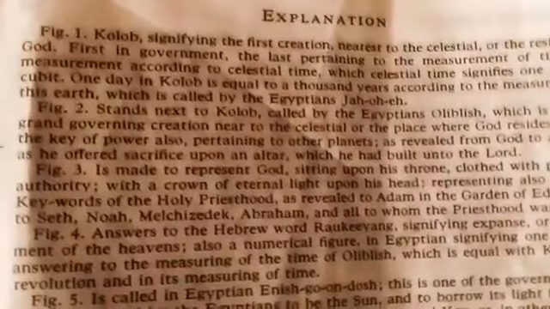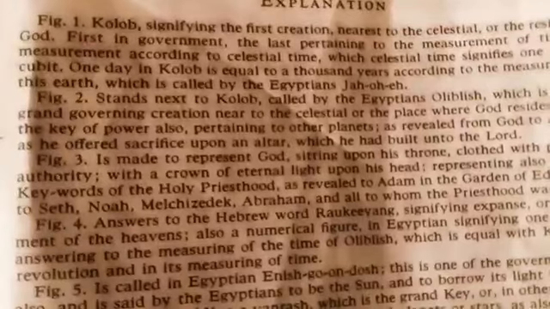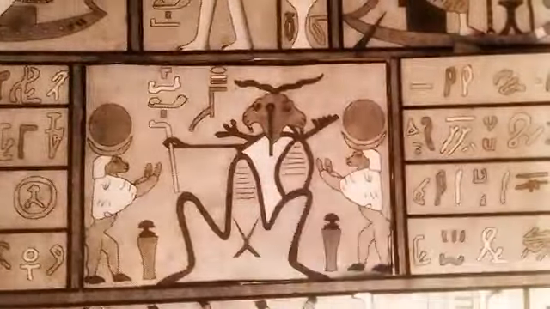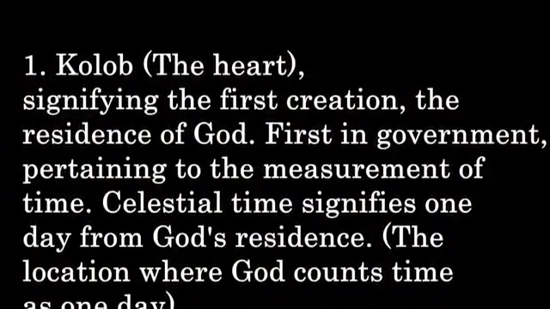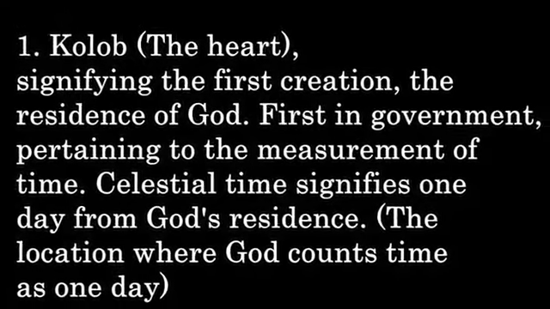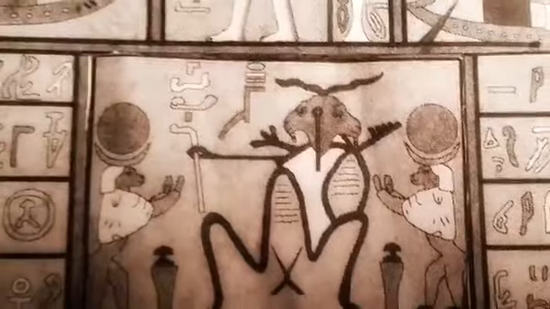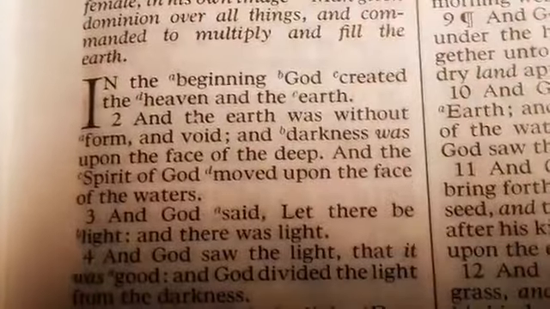For obviously Joseph Smith's translation did not match with what the Egyptologists just told us. Joseph Smith translates this as the star Kolob, nearest to the God of creation, the heart. The residence of God himself, first in government pertaining to the measurement of time, the location where God counts one day. So even though these translations are quite different, they both seem to be pointing to Genesis 1, the story of God's creation. Then we have creator number 2, who looks exactly like the first creator.